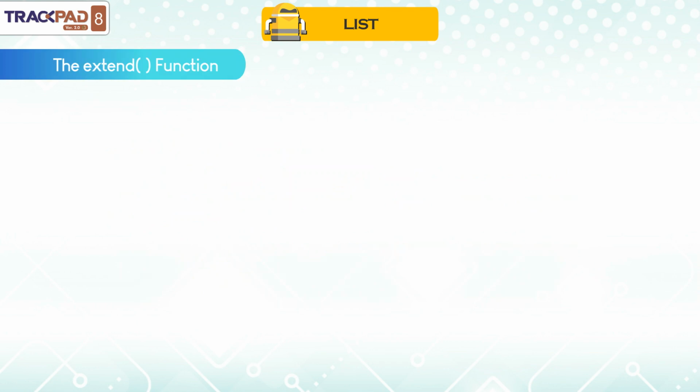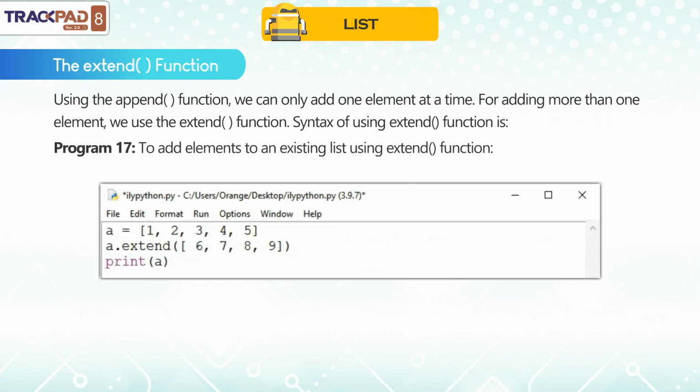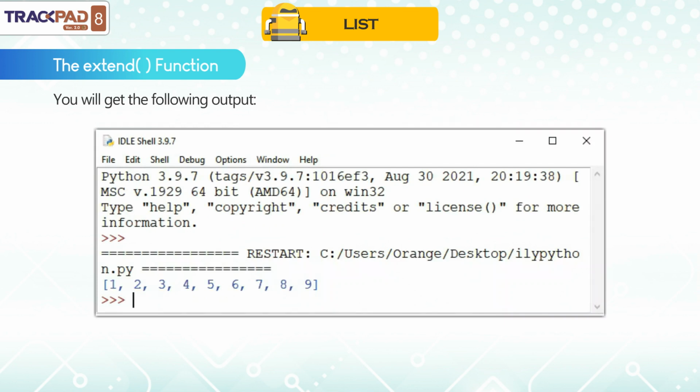The extend() function. Using the append() function, we can only add one element at a time. For adding more than one element, we use the extend() function. Syntax of using the extend() function is extend(). Program 17 to add elements to an existing list using the extend() function. You will get the following output.